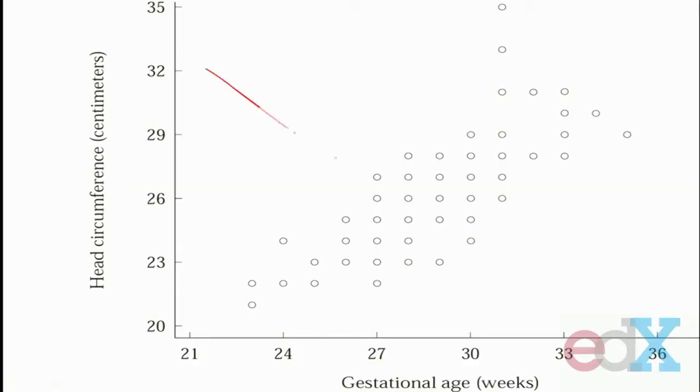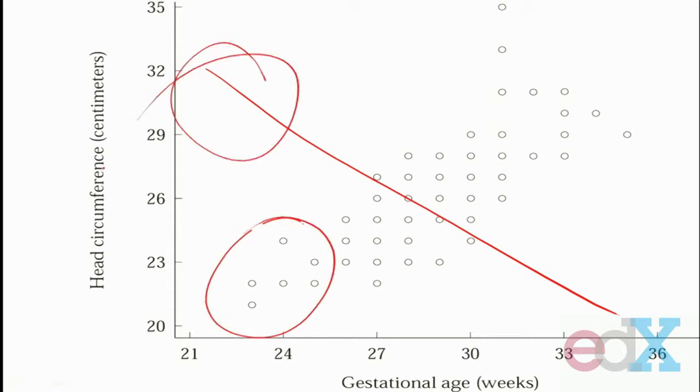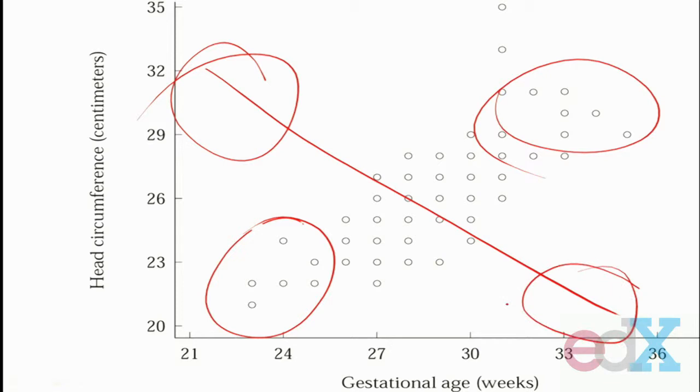What line should I choose to represent these points? For example, should I choose that line? You might say, oh, no, that's terrible. You're not representing these guys down here. You got them up there. And these guys up here, you got them down here. So, no, that's terrible. Let's not do that.